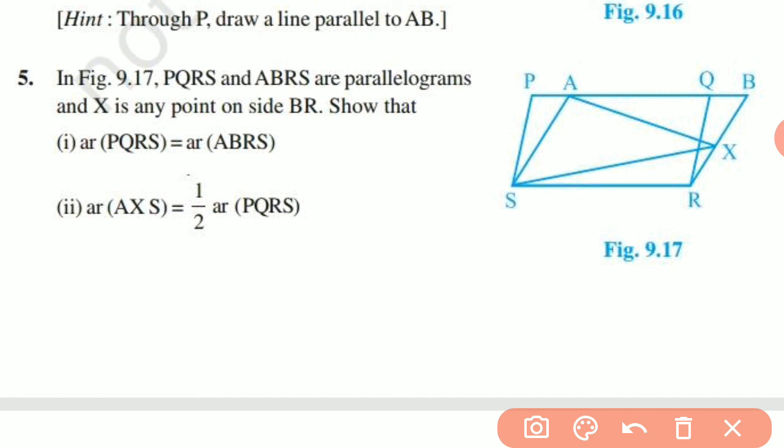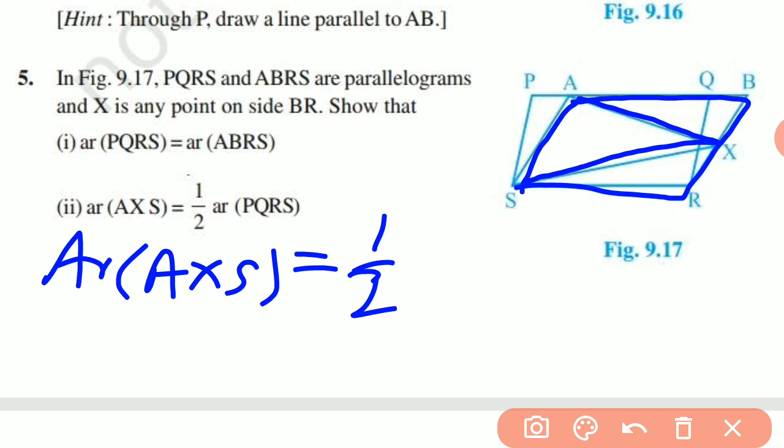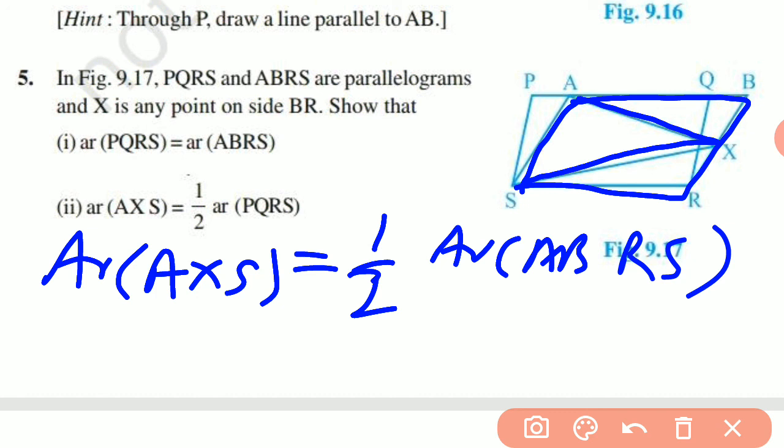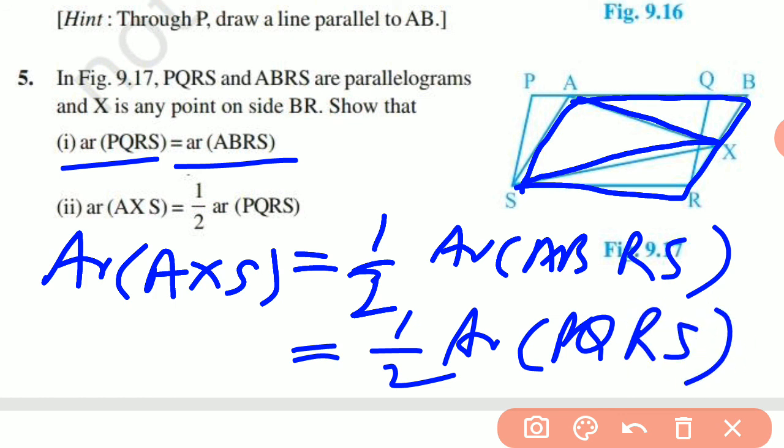And for the second part, area of AXS, this is AXS, is equal to half of the parallelogram ABRS, and here ABRS is equal to PQRS, so we can write half of the area of PQRS. Thank you.